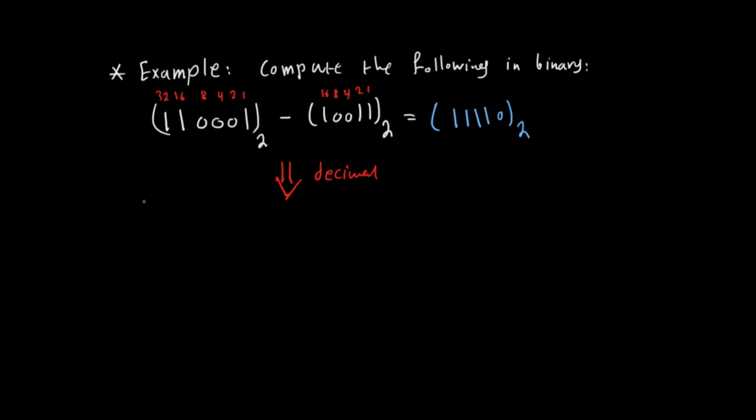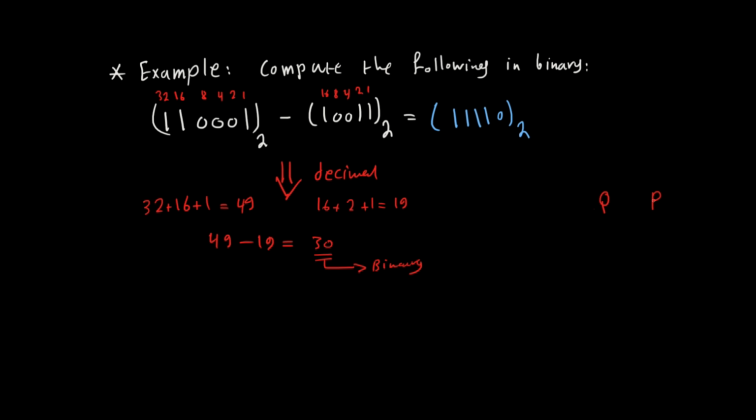For the minuend, we have 32 plus 16 plus 1 equals 49, and for the subtrahend, we have 16 plus 2 plus 1, which equals 19. We perform the subtraction here, so 49 minus 19 equals 30. So is 30 decimal equivalent to 11110 in binary? Let's convert 30 decimal to binary.